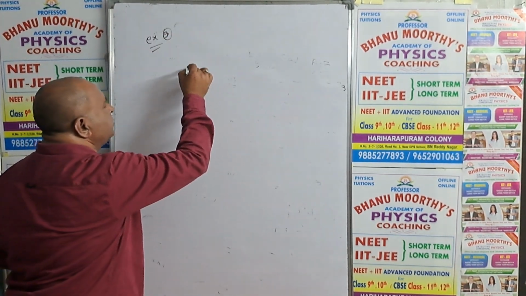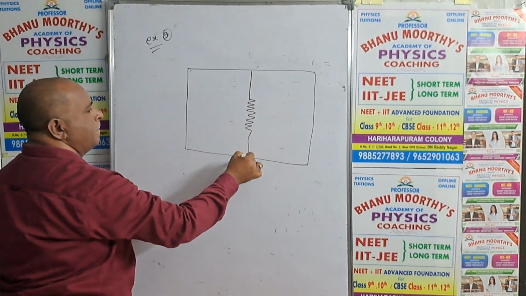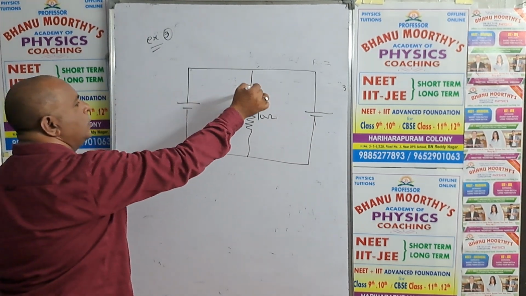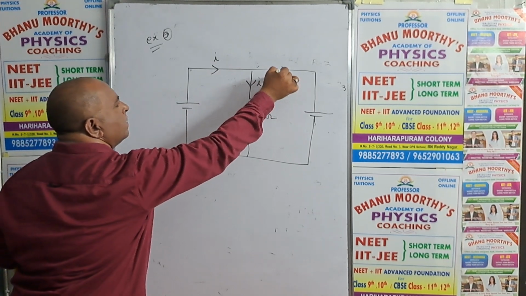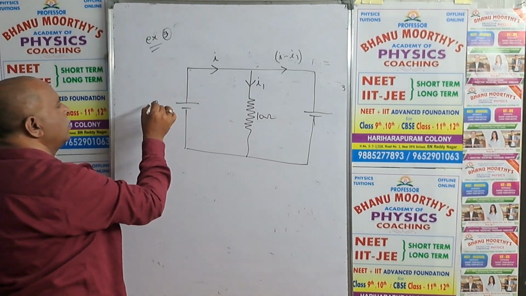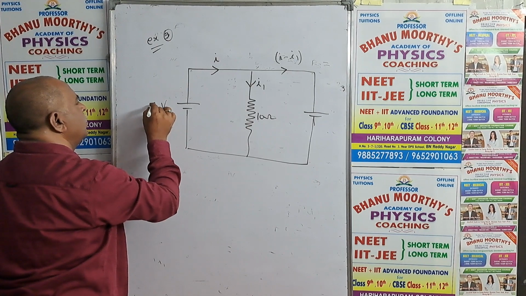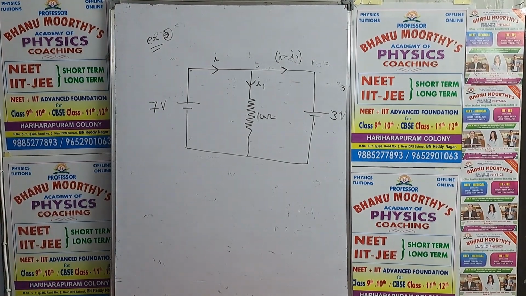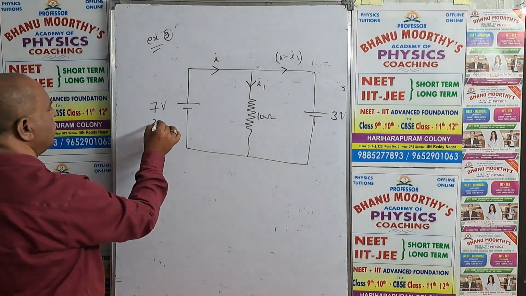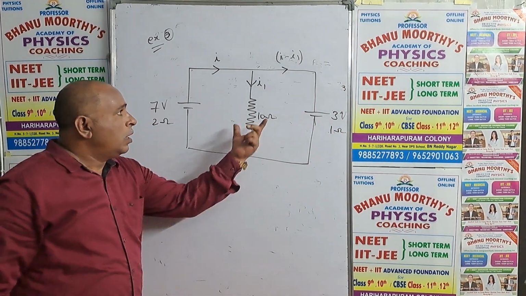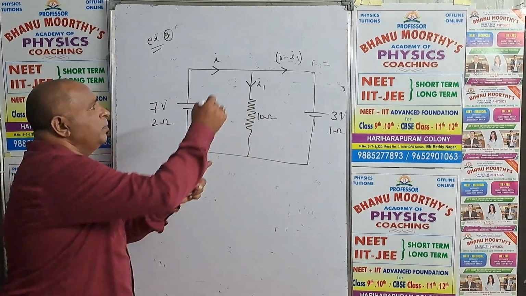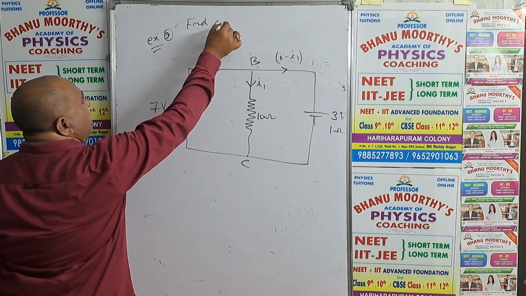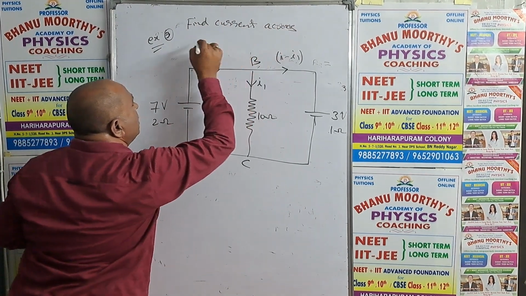I am projecting one circuit to you like this. Ten ohms resistance. Okay, my dear students, this is the method to understand how to find out. Okay, this is the diagram given to you. Find the current flowing across the 10 ohm resistor.